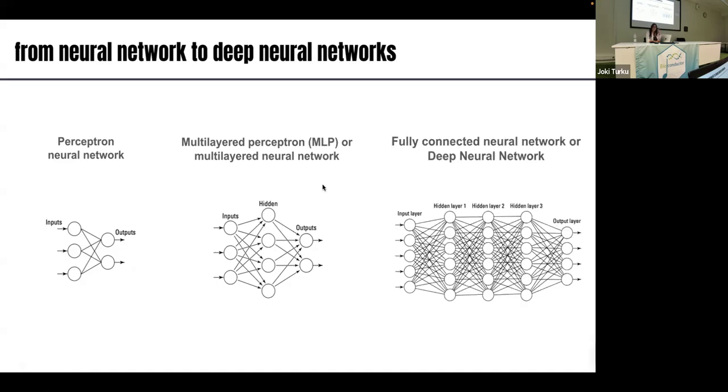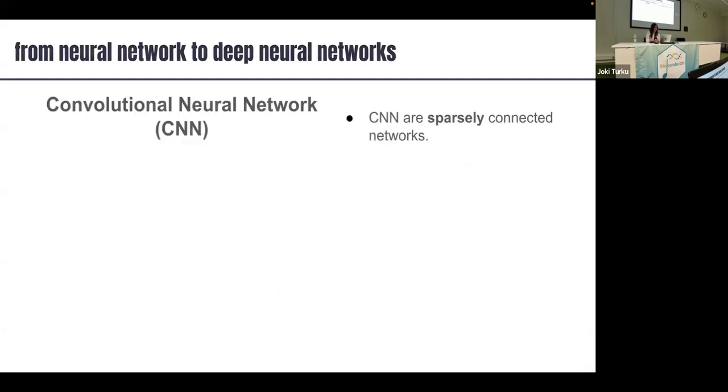And then we have the fully connected neural network, in which each neuron is connected with an edge to the previous one and the next one. Again, we have an input layer and an output layer. So this is the more complicated, fully connected neural network. When you talk about images, you talk about the convolutional neural network. Why do we talk about convolutional? Because these convolutional neural networks are sparsely connected networks.